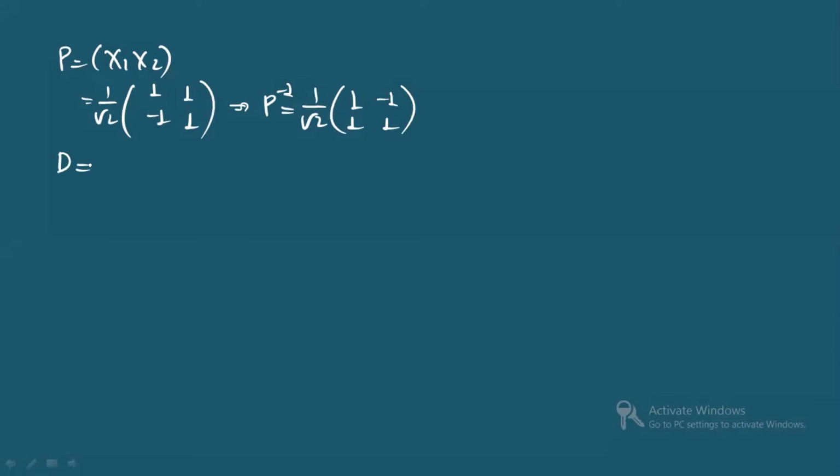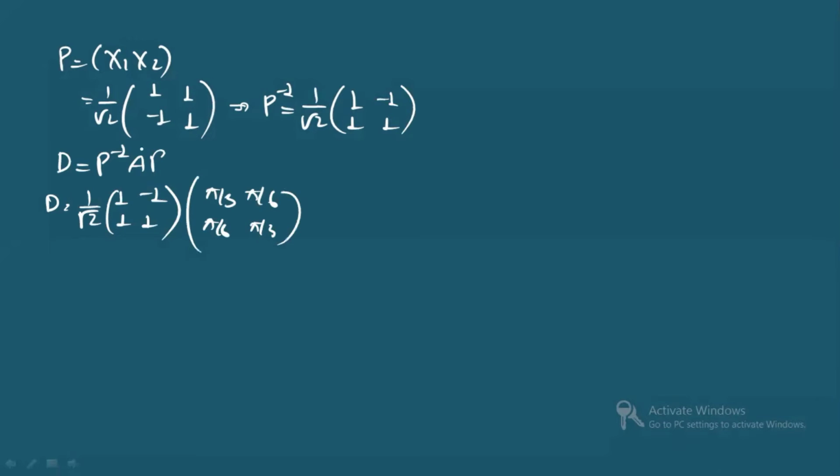So the diagonalized matrix D is equal to P inverse A P. I'm just doing it and showing you. This is 1 by root 2 times (1, -1; 1, 1). A is equal to (pi by 3, pi by 6; pi by 6, pi by 3), and P is given here as 1 by root 2 times (1, -1; 1, 1). Now 1 by root 2 times 1 by root 2 will give you 1 by 2. Now you just multiply this with this, which will give you pi by 3 minus pi by 6.